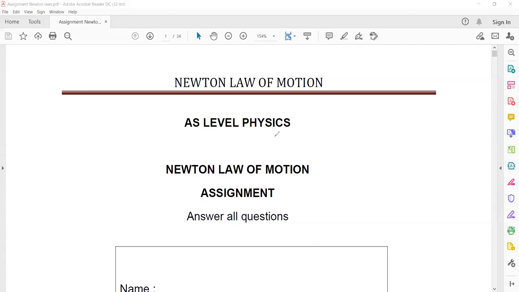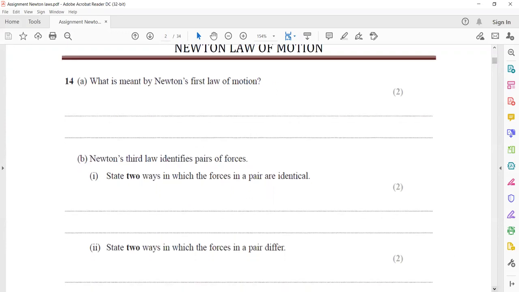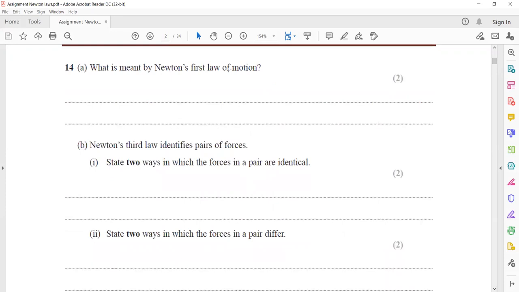So in this session, we will discuss questions related to Newton's laws of motion. So the first question: what is meant by Newton's first law? It is worth 2 marks.